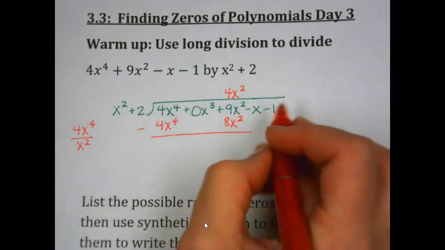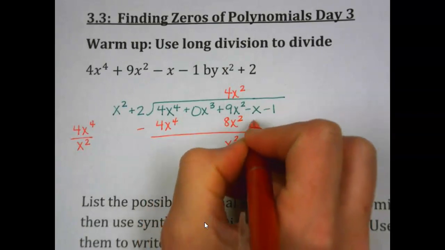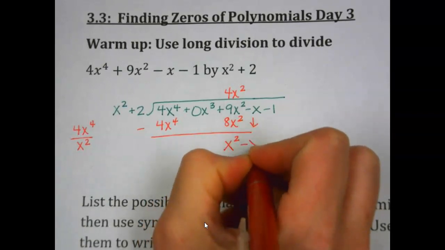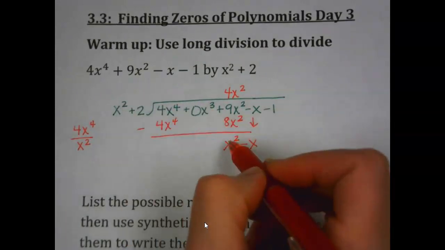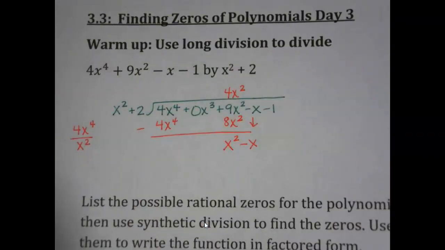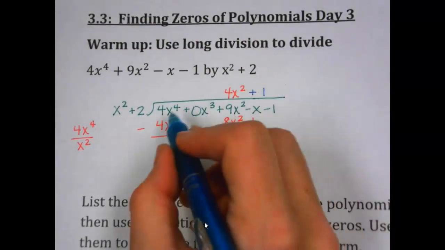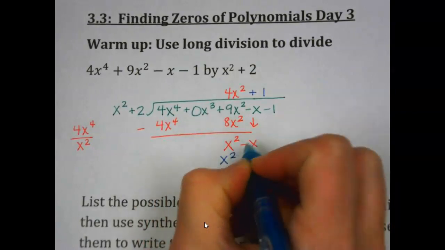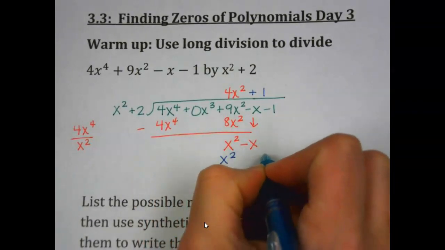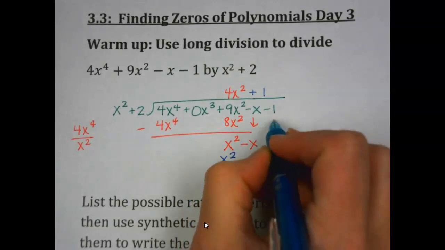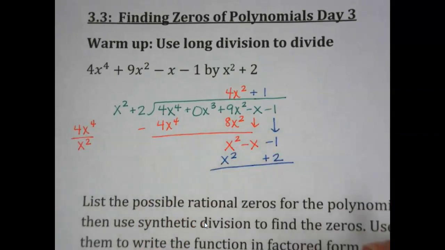So we're going to subtract and we get just an x squared, and then we're going to bring down. And we'll start that process over again. How many times does x squared go into x squared? Well, that's just 1. 1 times all that, we get x squared plus 2. Now 2 is not the same kind of term as an x, so I'm going to put that over here and bring down this -1 as well so that they match up.